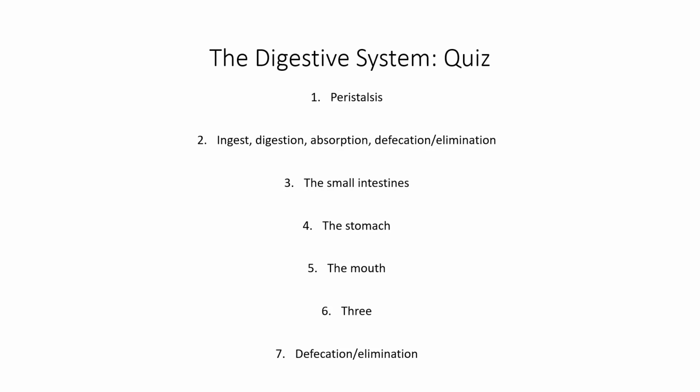So here we have the answers to the quiz. Number 1 is peristalsis. Number 2 is ingestion, digestion, absorption, and defecation or elimination. Number 3, the small intestines. Number 4, the stomach. Number 5, the mouth. 6 is 3, and 7 is defecation or elimination.